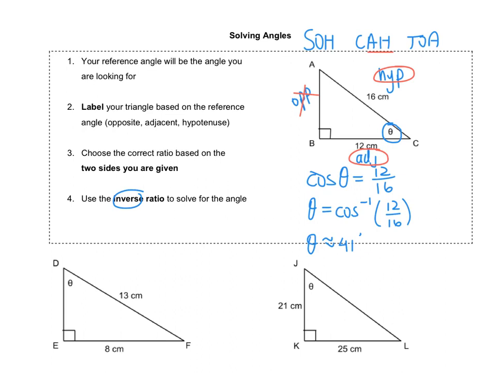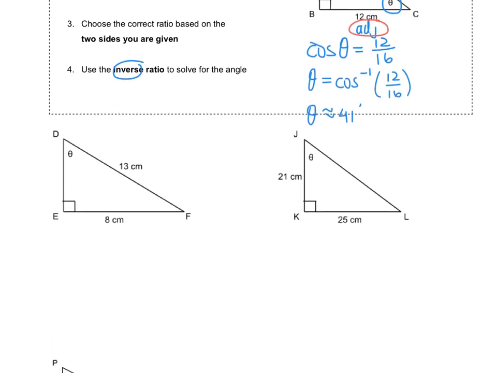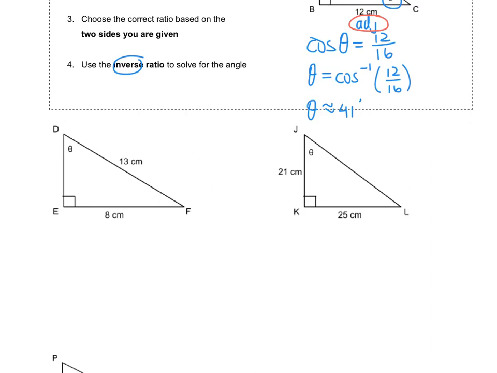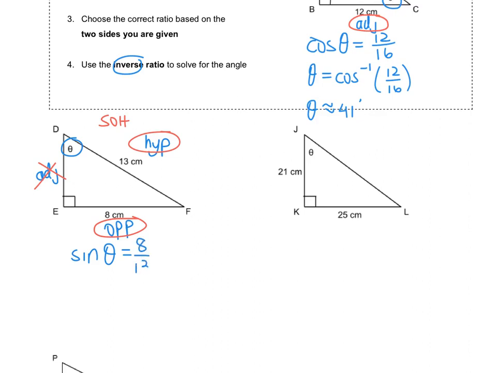All right, let's try our next one. So in triangle DEF, I'm looking for angle D, which is labeled theta. So let's go ahead and label our triangle. 13 is the hypotenuse, 8 is opposite, and the blank side is adjacent. And I will not be using that adjacent. Instead, I have opposite and hypotenuse. So OH should make you think of SO, which means it's the sine function. So sine theta equals opposite, which is 8, over hypotenuse, which is 13.